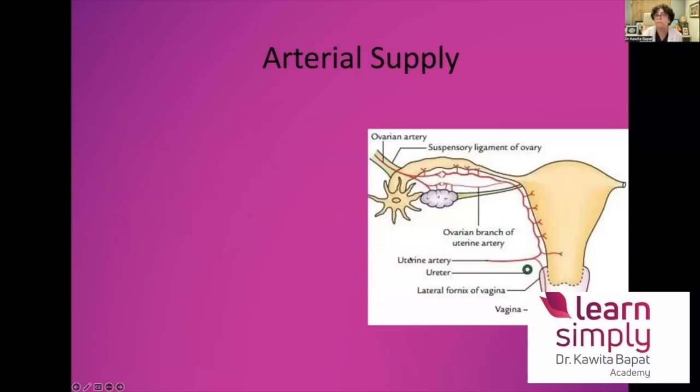So now after the ligaments, we are talking about the arterial supply, how the uterus is supplied. We should know because the right side of the uterus is supplied directly from the aorta, and the chances of bleeding are more on the right side when we do surgeries rather than on the left side, because the bleeding is directly from the aorta.